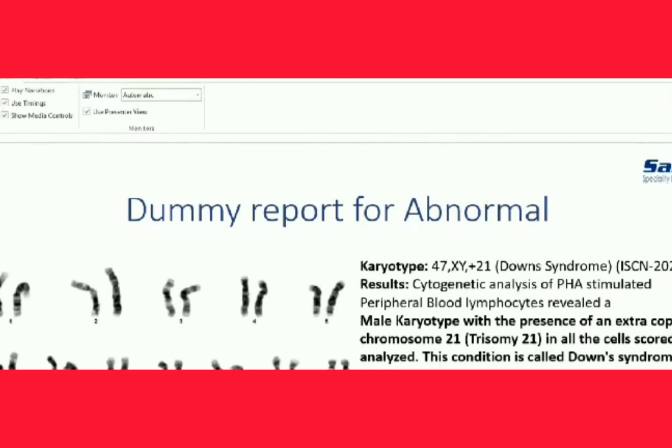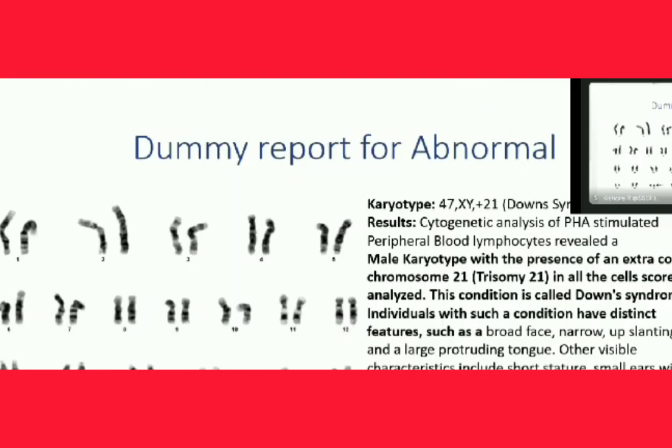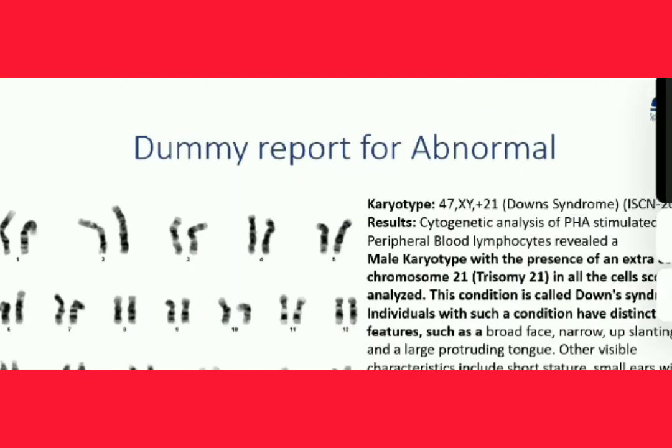The cytogenetics analysis of PHA stimulated peripheral blood lymphocytes revealed a male karyotype with the presence of an extra copy of chromosome 21, that is trisomy 21, in all the cells counted and analyzed. This condition is called Down syndrome. Individuals with such a condition have distinct features such as a broad face, narrow upslanting eyes, a long protruding tongue. Other visible characters include short stature, small ears with a folded helix, and broad hands with a simian crease.